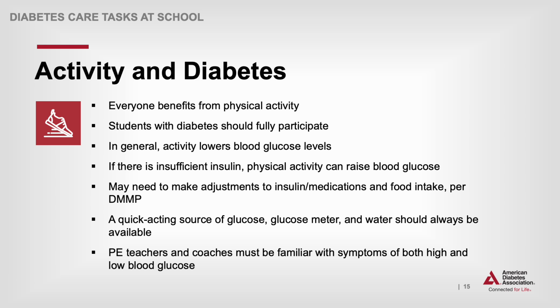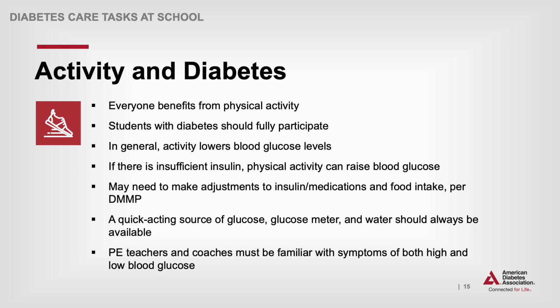In general, activity lowers blood glucose levels. Students with diabetes may need to make adjustments to insulin medications and food intake depending upon timing of activity to insulin peaks or meals and snacks. A quick acting source of glucose, glucose meter, and water should always be available. PE teachers and coaches must be familiar with symptoms of both high and low blood glucose and know what action they should take, including how to get help.